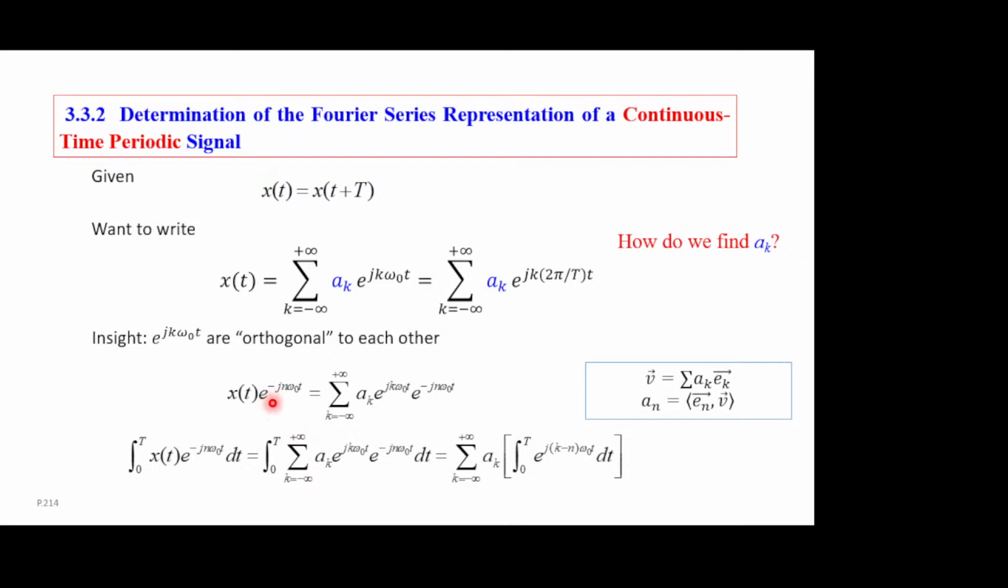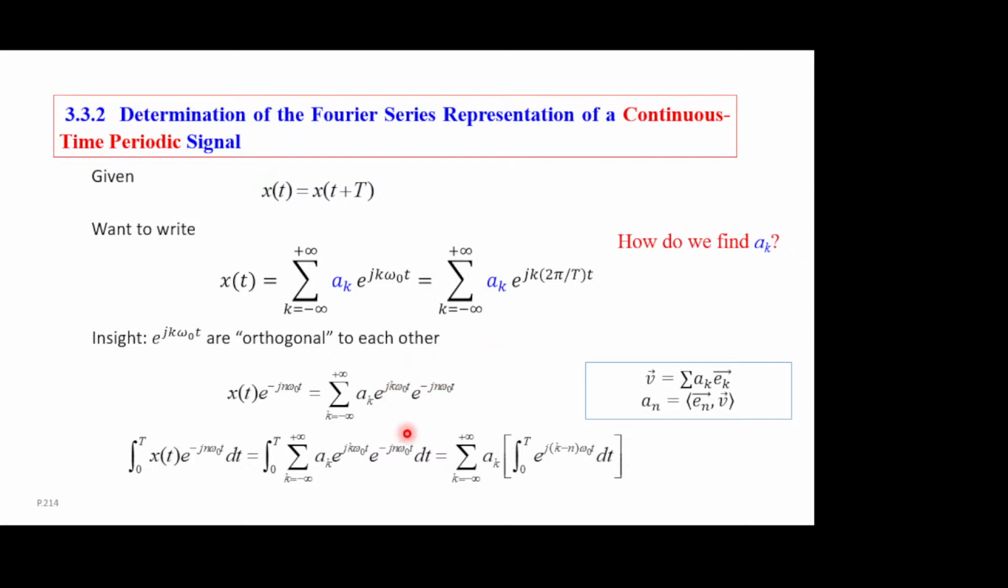So you take e to the minus j, and instead of k, we use n for whatever reason, because we are going to sum over k here. So you multiply with e to the minus j n omega naught t. This n is just an arbitrary integer, and then you say your x is this summation, so you express x as the summation of a_k e to the j k omega naught t.